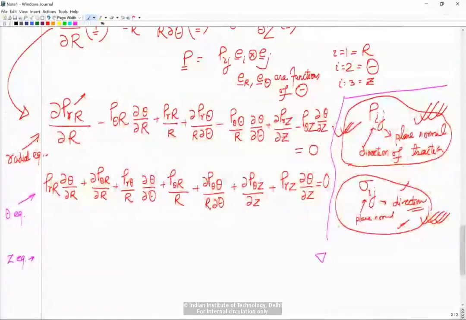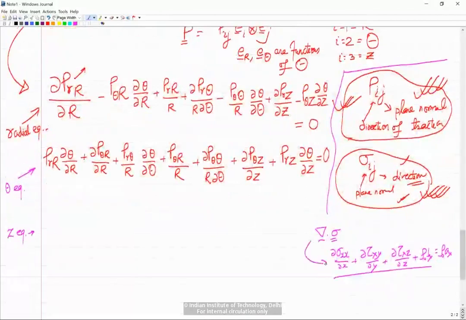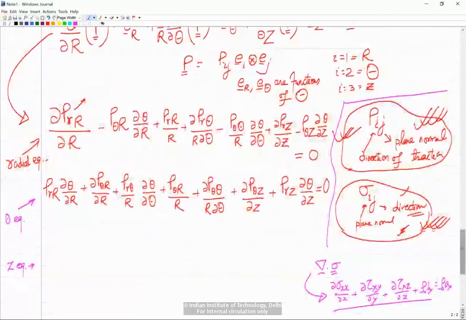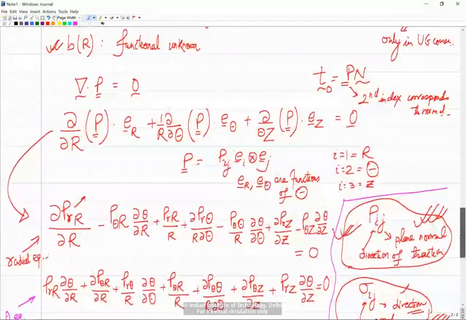Or at least for the divergence of sigma, let us say, what were you getting? You are getting ∂σxx/∂x + ∂τxy/∂y + ∂τxz/∂z + ρ₀bx = ρ₀ax. Remember? This is the expansion of this divergence in Cartesian coordinate system. I am doing the same thing here, but for the Lagrangian equation and in cylindrical coordinate system.